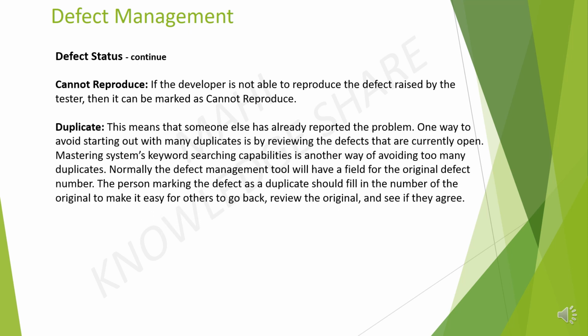Then duplicate. This means that someone else has already reported the problem. One way to avoid starting out with many duplicates is by reviewing the defects that are currently open. Mastering the system's keyword searching capabilities is another way of avoiding too many duplicates. Normally, the defect management tool will have a field for the original defect number. The person marking the defect as a duplicate should fill in the number of the original to make it easy for others to go back, review the original and see if they agree.